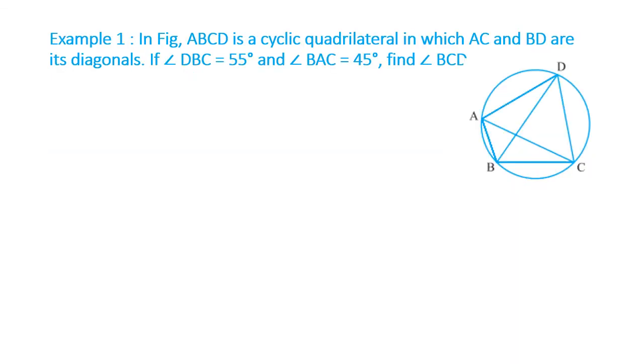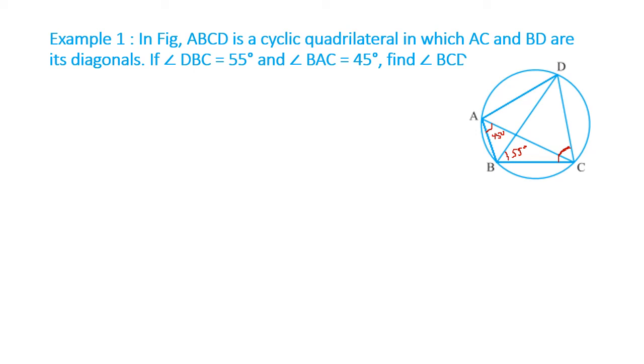Now we try a sum. Here we have a cyclic quadrilateral in which AC and BD are the diagonals. It's a cyclic quadrilateral, meaning all the 4 points lie on the circle, and AC and BD are the diagonals. Angle DBC is 55 degree, given to us. Angle BAC is given 45 degree. We have to find angle BCD. This angle we have to find. So how will we do this?